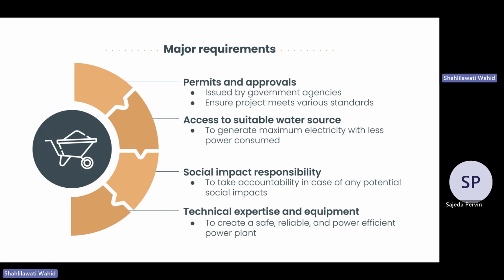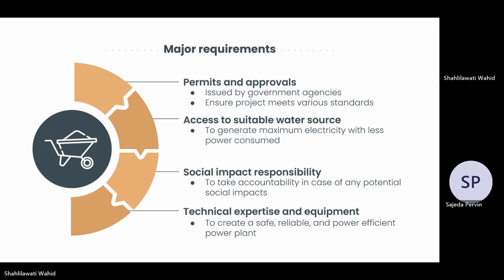Some of the major requirements can be the permits. So in order to establish a project, we will need to gain permission from the government or the landlord in order to build on the land. So this is one of the requirements needed, and you also need to find a suitable water source. For example, you need to find a water source that will produce maximum energy while minimizing the damage that will be done to the environment.